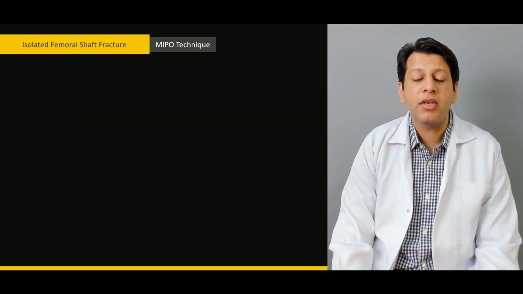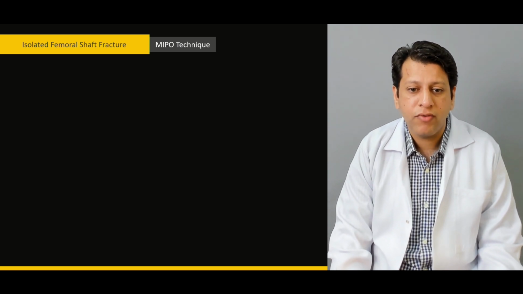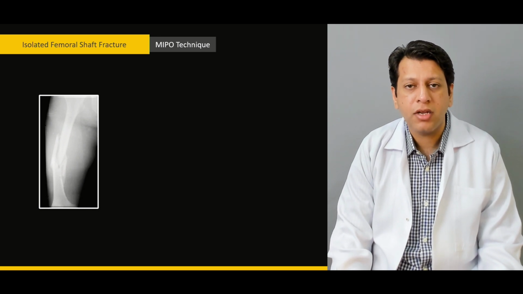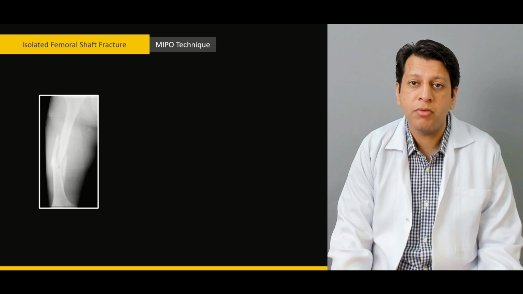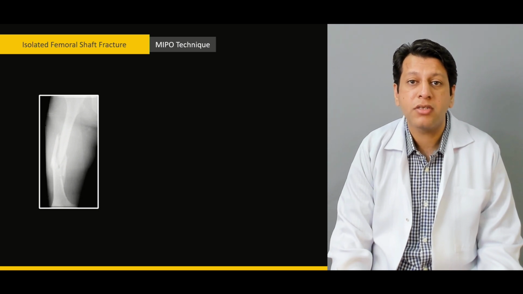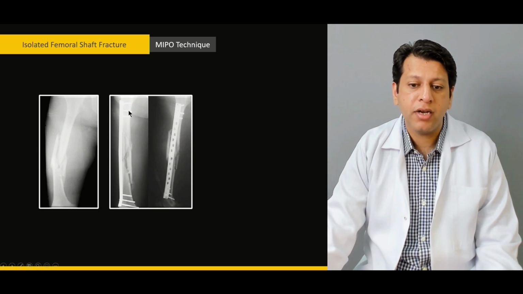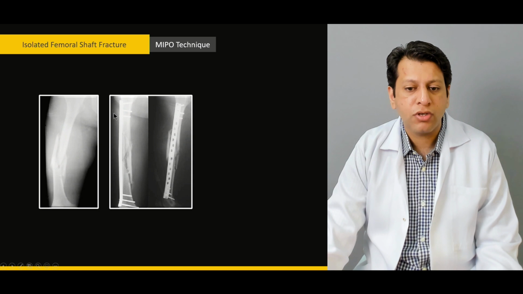Now coming to the MIPO technique, which is minimally invasive plate osteosynthesis. It involves applying the plate with minimal incisions and using fluoroscopic guidance to apply a long plate without much disturbance of the periosteal surface of the femur. Why? Because the periosteal blood supply supplies the outer 1/3 of the cortex. If you are applying a plate with the open technique, then you have to give a whole incision from the whole of the thigh. Instead of doing this, a small incision is given on the top and a small incision on the bottom.